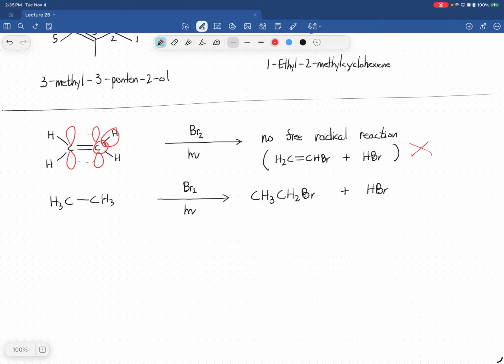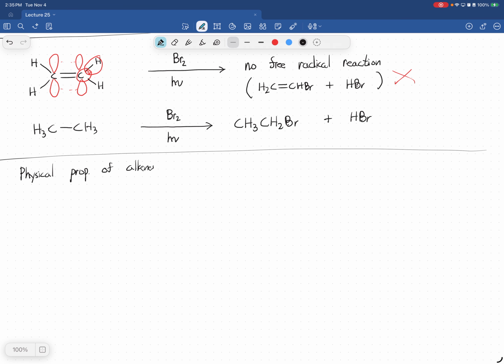Now let's go into some of the physical properties of alkenes. Some of these will be relevant because alkenes are also in food, so I'll mention that. Compared to alkanes, they have similar boiling points, because they're mainly just carbon and hydrogen atoms. C1 to C4 are primarily gases.